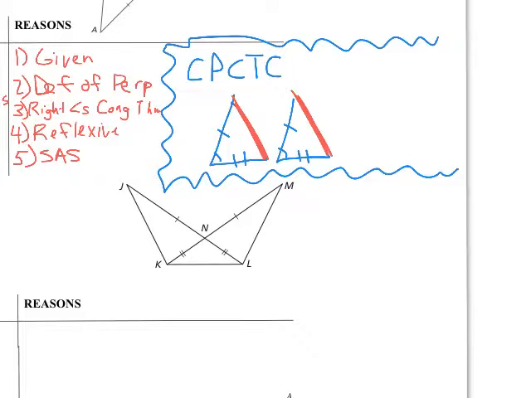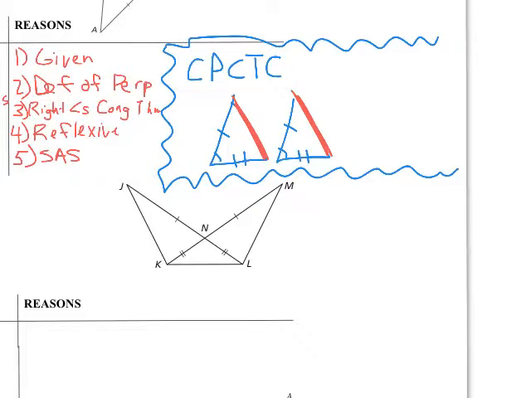So anytime you are proving congruence of triangles, you use side, angle, side, anything like that. Anytime you are trying to prove that corresponding parts are congruent, that's when you have to use CPCTC. It's just one extra step on the end. Yes, sir. You say it again? Corresponding parts of congruent triangles are congruent.